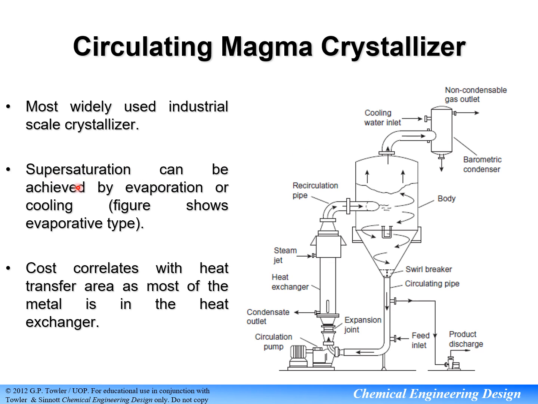This supersaturation can be achieved by evaporation or cooling. Basically, for the crystallizer we have two types, evaporation and cooling. But in this magma crystallizer, we will use evaporation. So the liquid or vapor here will evaporate and go to the condenser.